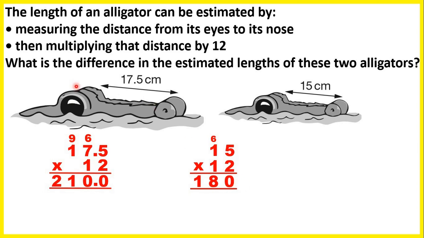Now the question asks us what is the difference, and to find the difference we subtract. So we can work out 210 minus 180. So that gives us a difference of 30 centimeters.